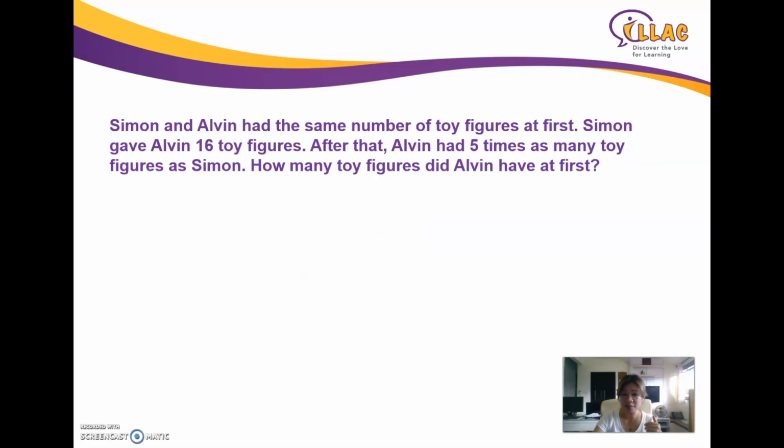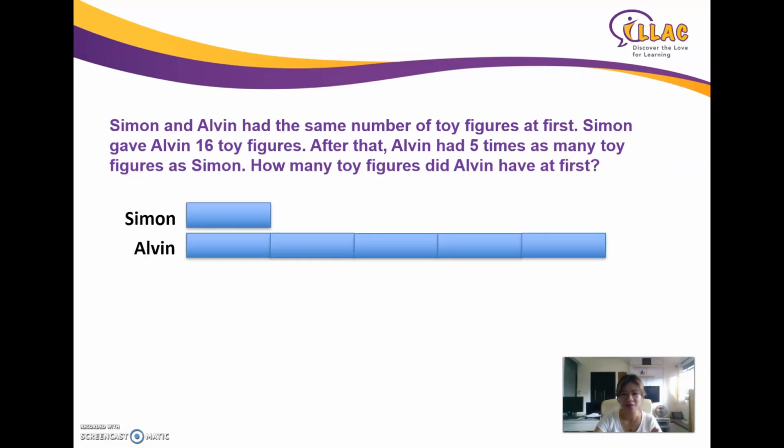Simon and Alvin had the same number of toy figures at first. Okay, so just now in the end you get the same. This one is at first you get the same. However, doesn't matter. Always draw the after. Simon gave Alvin 16 toy figures. After that, Alvin had 5 times. So what do you draw first? You draw Alvin 5 times, Simon 1 time. Okay, so this is what you should draw first. 5 for Alvin, 1 for Simon. Always draw the after. Is that easy to remember?